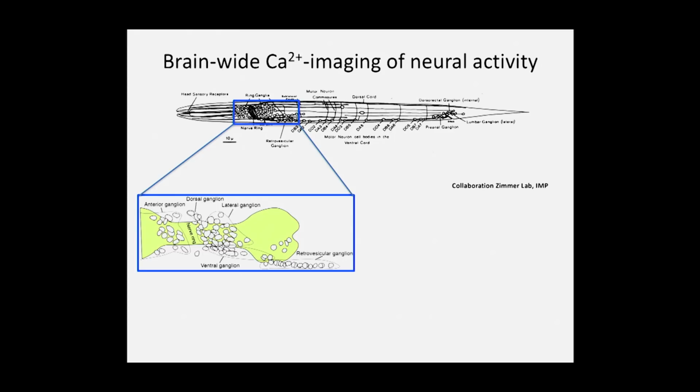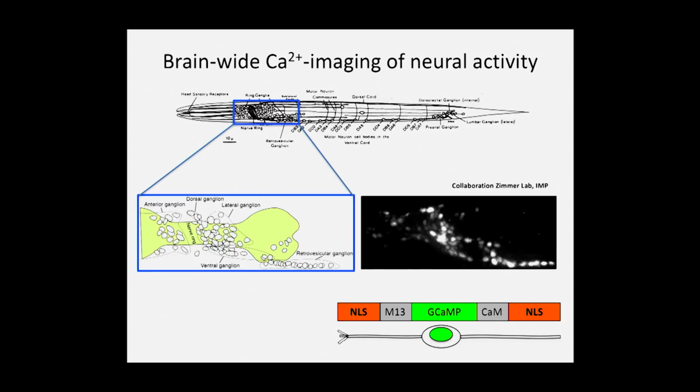When we first expressed GCaMP in all of these head ganglion neurons, we saw that due to the incredible density of the neurons and their small size, we couldn't distinguish them individually. So we came up with the idea of using a nuclear localized version of GCaMP. Basically, it has a nuclear localization sequence that drove the expression of GCaMP into the nuclei, and then we could nicely see that the neurons were localized in all dimensions.